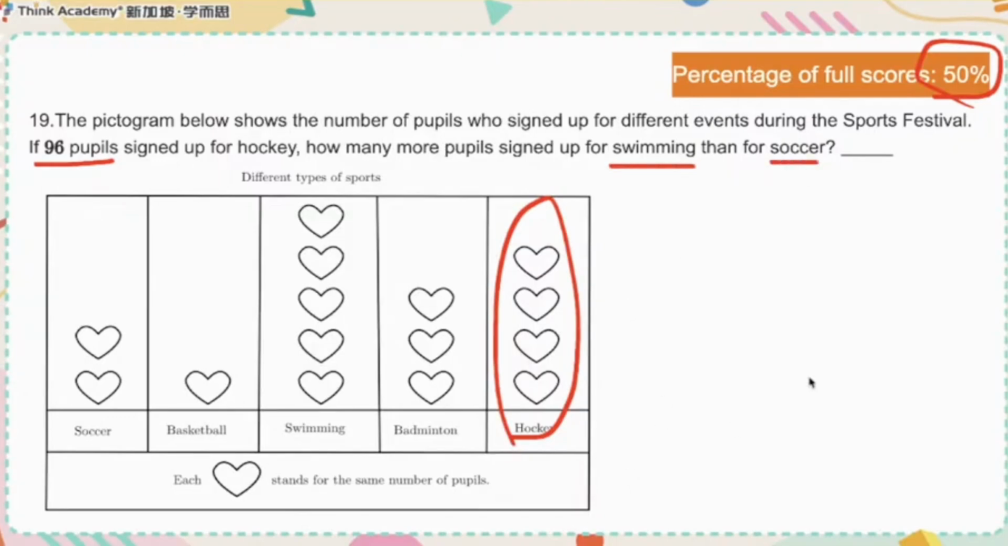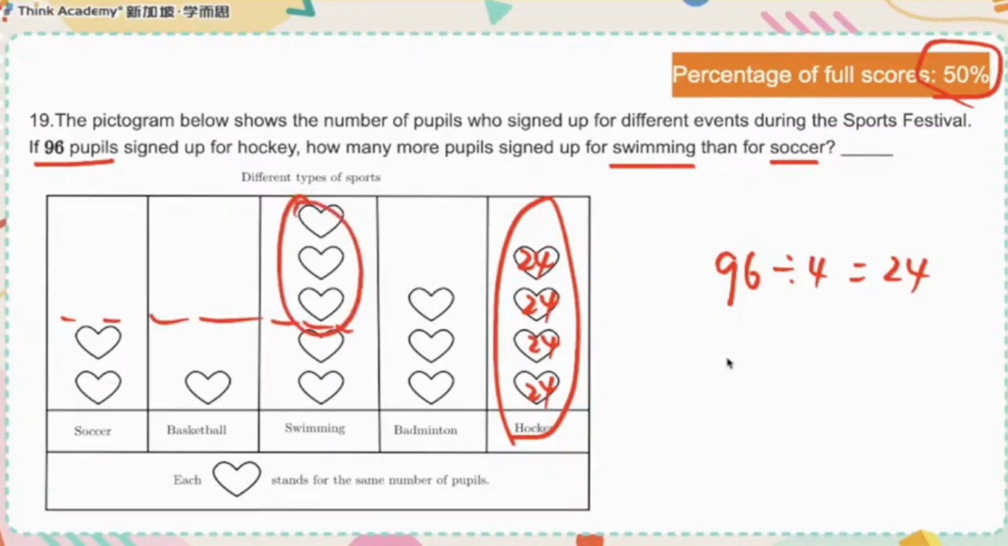So this time what we're going to do is see that each heart shape stands for the same number of pupils. In total we have 96 divided by 4, so each heart shape is 24, 24, 24, 24. And then swimming more than soccer. Swimming is how many more than soccer? You can see 3 heart shapes more than soccer, right? So 3 groups of 24 give us 72. Then the answer is 72.